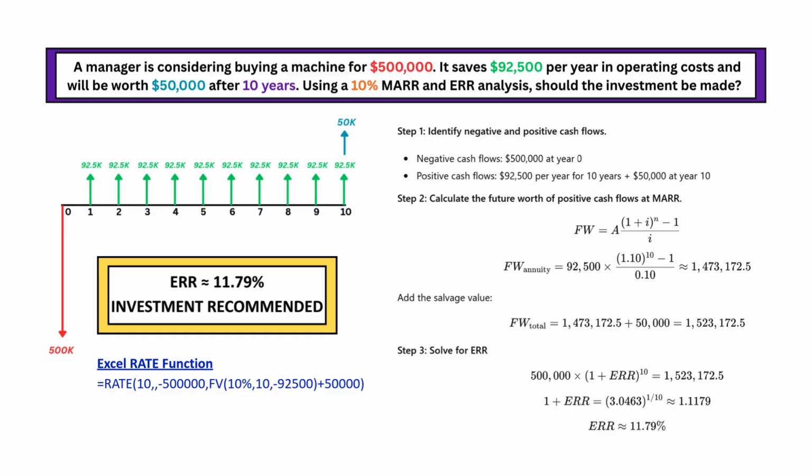When the first cash flow is negative and all subsequent cash flows are positive, we can also use Excel's MIRR function to compute the ERR by setting the reinvestment rate equal to the MARR. While we don't need it here because the cash flows are uniform after the initial investment, MIRR is especially useful when cash flows are irregular, but still all positive after time 0.